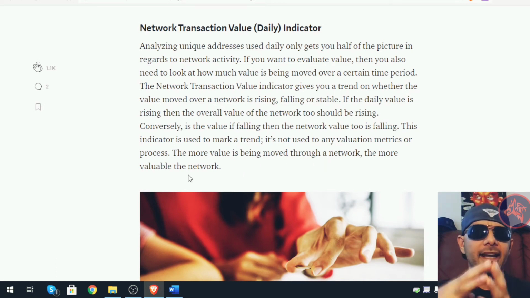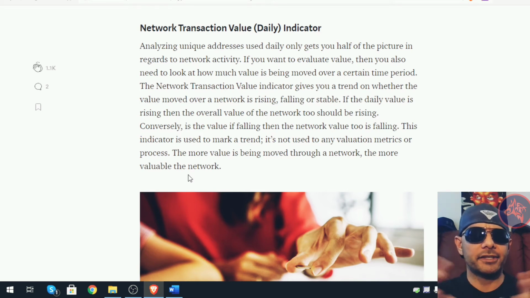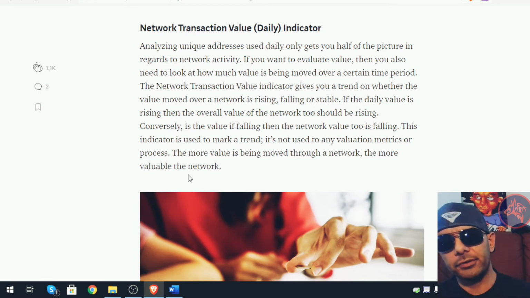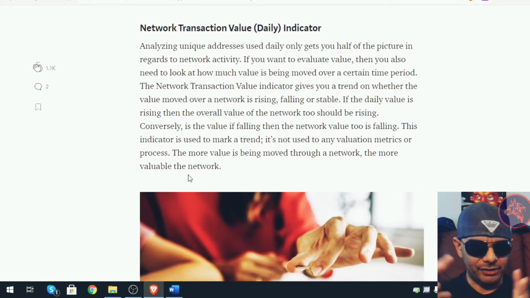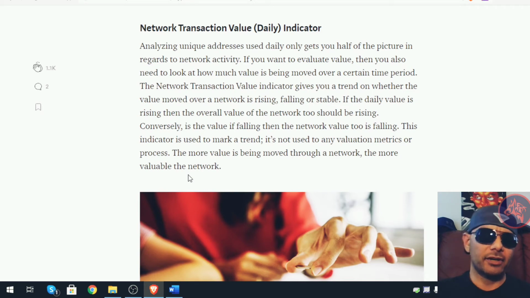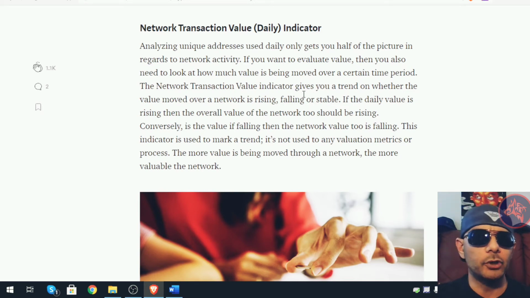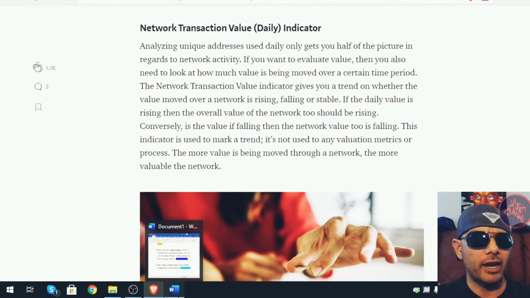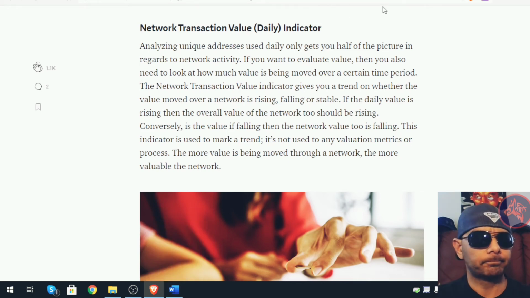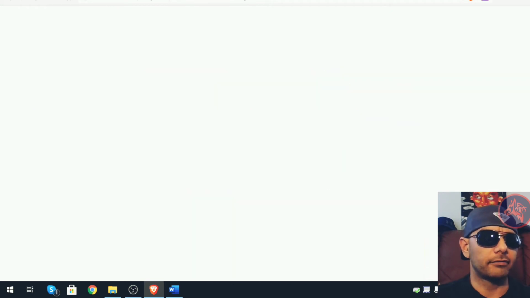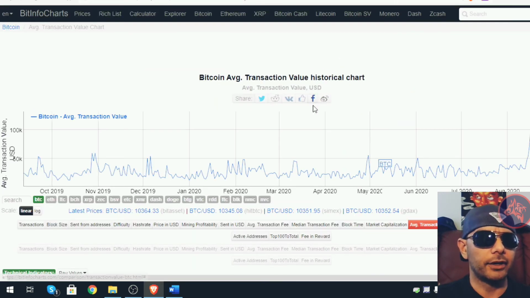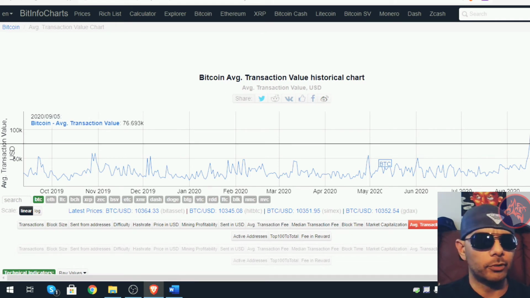So it kind of has this elasticity effect with the transaction value. If it goes down, it starts getting less elastic, and then it starts going up, and it gets more. So it's a good indicator to tell you which way things are moving. A trend, right? As a trend on there. So where is that transaction value? I can show you real quick. So there you go. This is the Bitcoin average transaction value as we're moving right now.